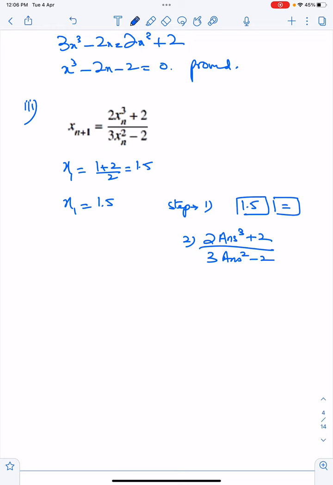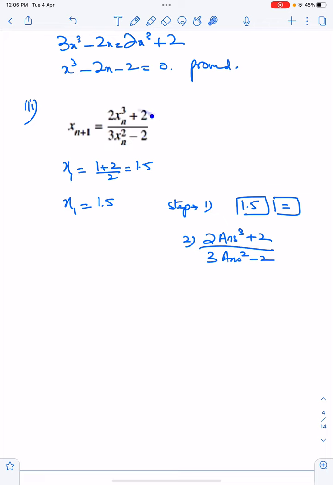cube plus 2. In the denominator I'm going to write 3 answer square minus 2. Okay, once I press the equal to sign, I will get the value of x2. What you have to actually do in this case is that starting with 1.5, you have to plug in 1.5 into this. Whatever the answer is, that will become your x2.